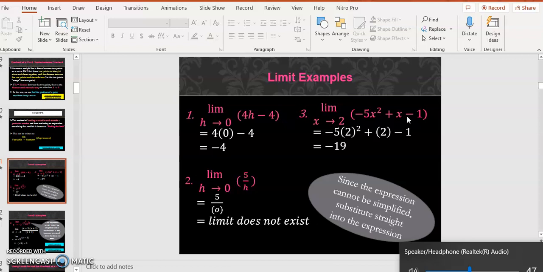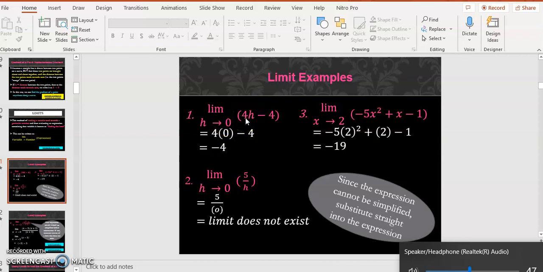Last time we talked about the limit a little bit, where a number is approaching a certain value. So let's quickly look at these examples. For instance, if we are told to find a limit as h approaches 0, we must find this function 4h minus 4. What does it mean? It means when you see h, you substitute 0 because h is approaching 0.